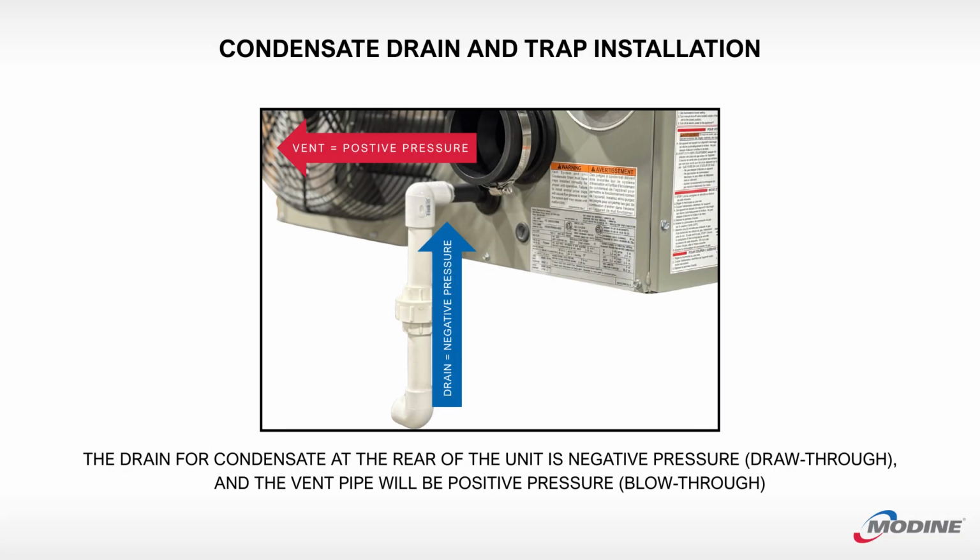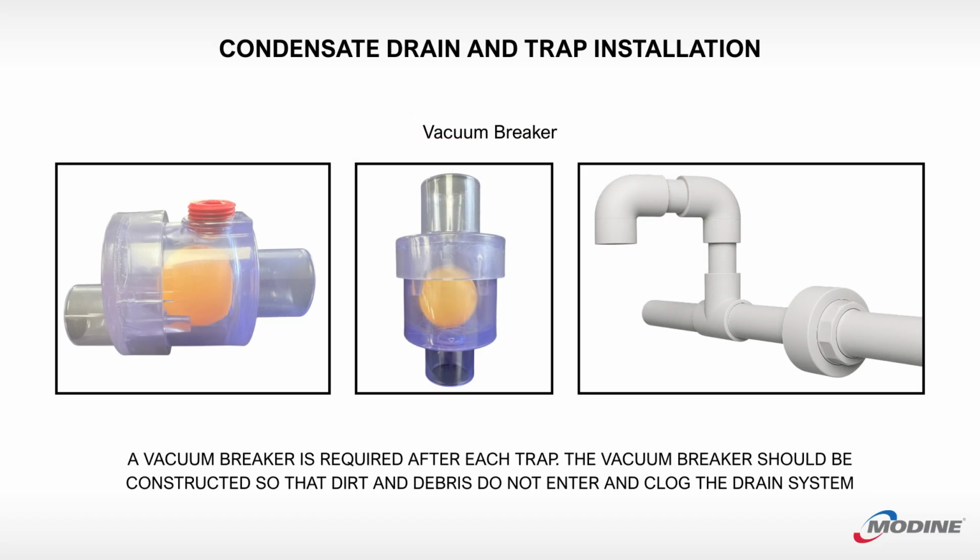The drain for condensate at the rear of the unit is negative pressure, draw-through, and the vent pipe will be positive pressure, blow-through. A vacuum breaker is required after each trap as shown. The vacuum breaker should be constructed so that dirt and debris do not enter and clog the drain system.